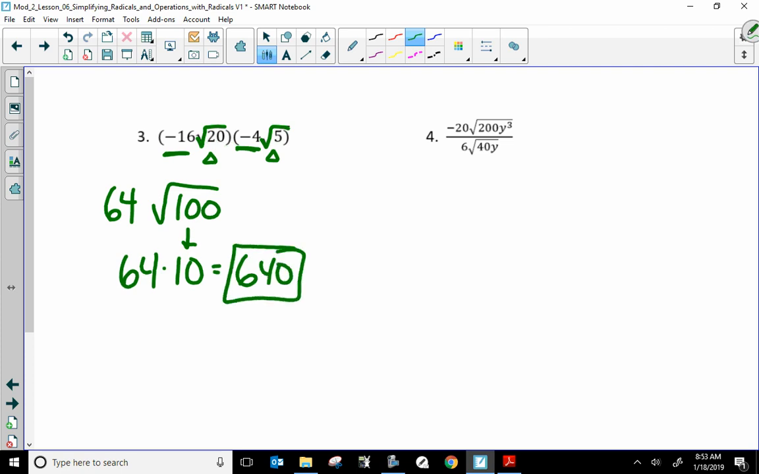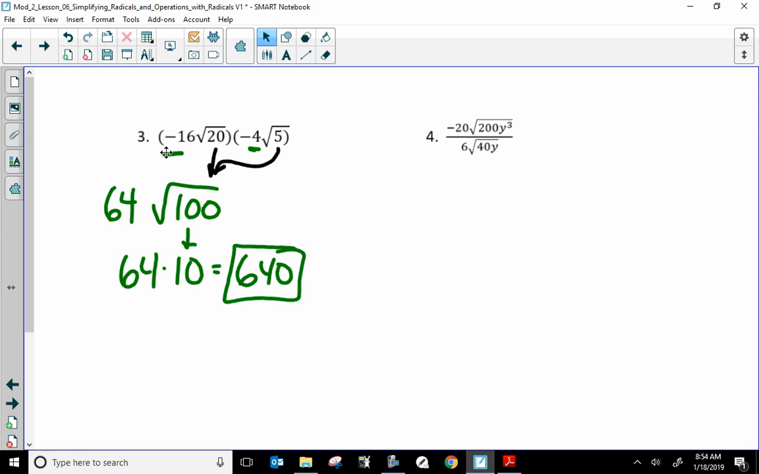This is a great example of why we need to multiply radicals. I cannot take the square root of 5. Okay? I can't do it. It's not going to give me a whole number. 20 is not a perfect square either. But when I multiply them together, I get a perfect square. Okay? Beautiful. That's a great problem.